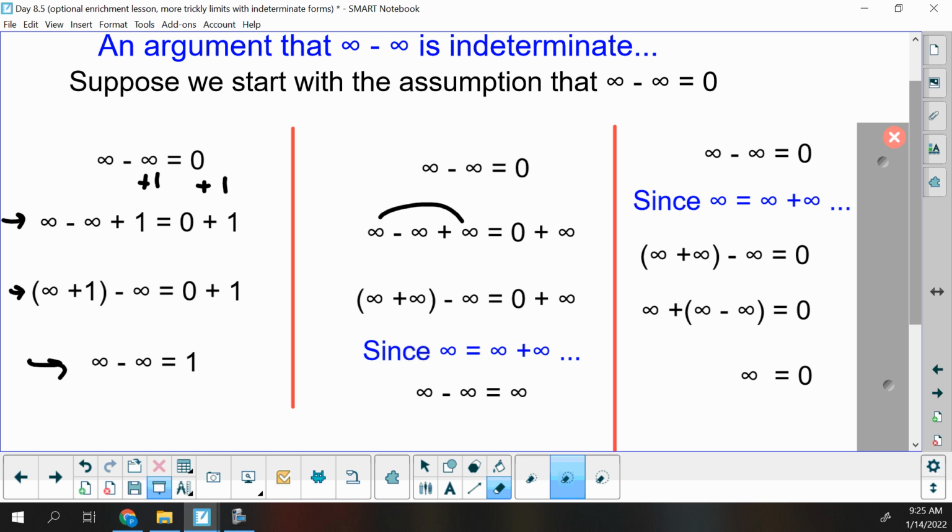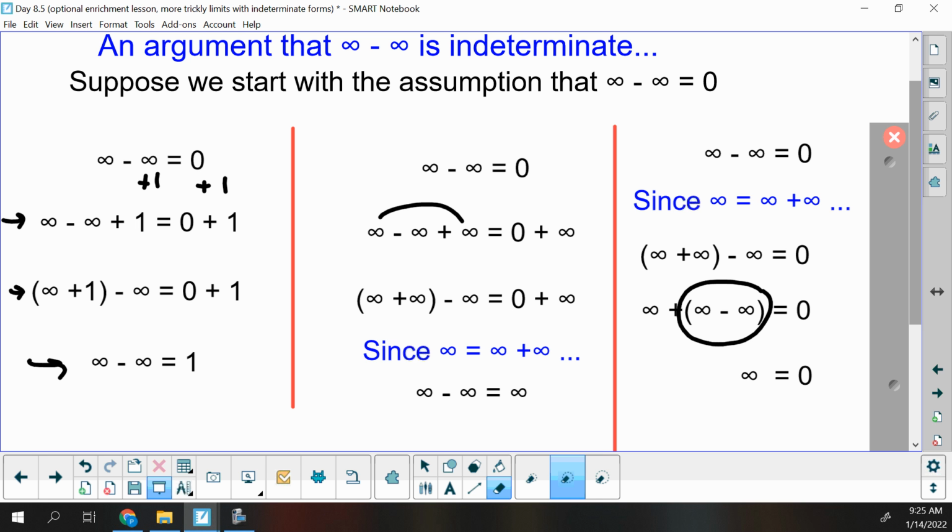And then if you're still not convinced, one last option. So let's replace infinity with infinity plus infinity. Because we said a second ago, okay, if a huge number plus a huge number, it's still just a huge number. Well, then regroup it. And if we're saying infinity minus infinity is 0, then that's saying that infinity is equal to 0.